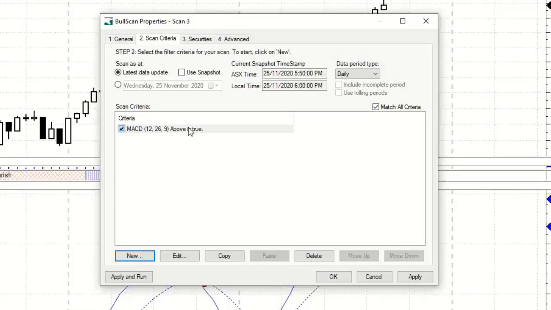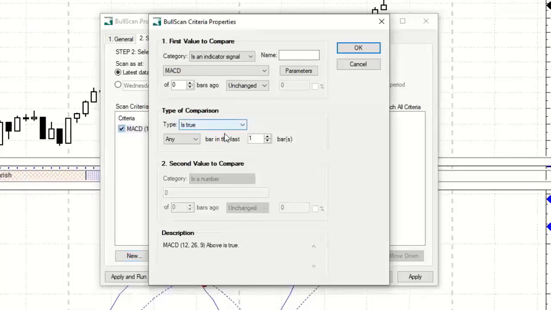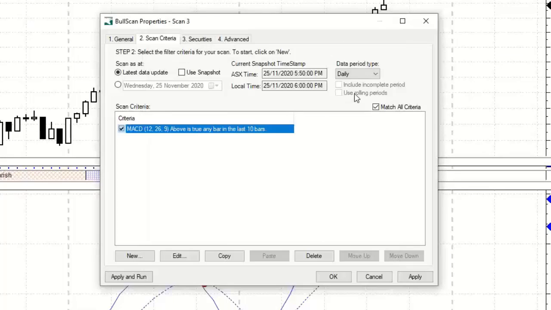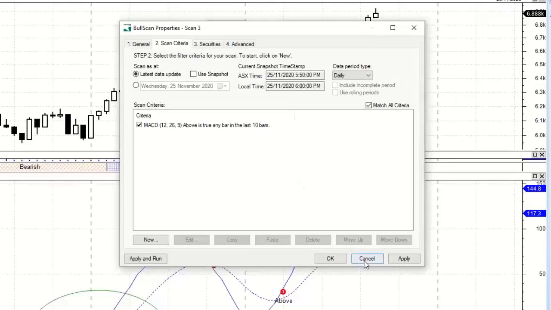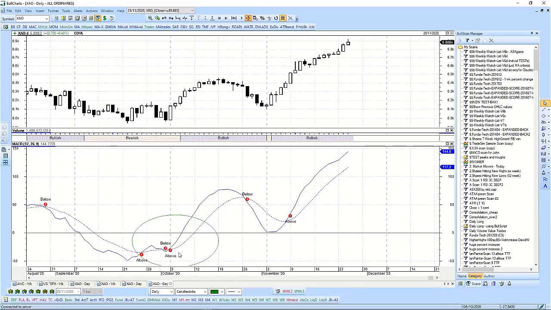MACD above is true, and if we want it within the last few bars, make it any time in the last 10 bars or whatever, and set up and run the scan. So in the scan, it's easy enough to search for indicators doing something, or values, or one indicator above another, or a condition like MACD crossing above. So hopefully that answers all of the questions related to that.